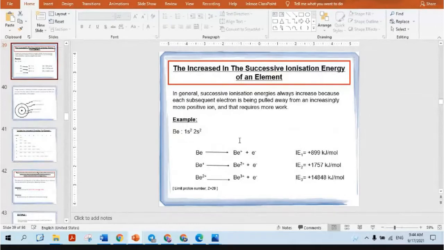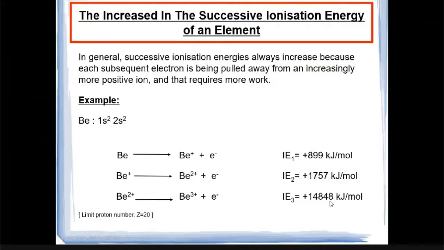Okay, so successive ionization energy always increases, because each subsequent electron is being pulled away from an increasingly more positive ion, which requires more work. If you check the first IE for beryllium, it is positive 899. Next, the second ionization energy is positive 1757. This is the third ionization energy, meaning that you are removing the third electron, so it is getting higher. You need more energy to remove that electron.